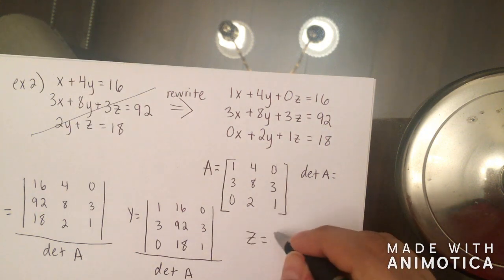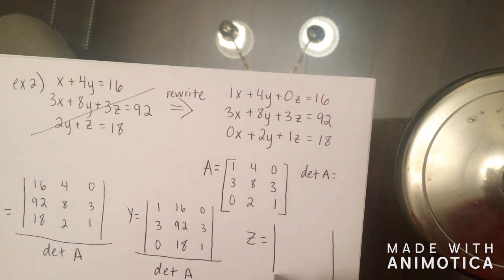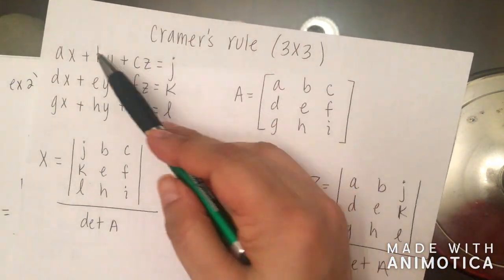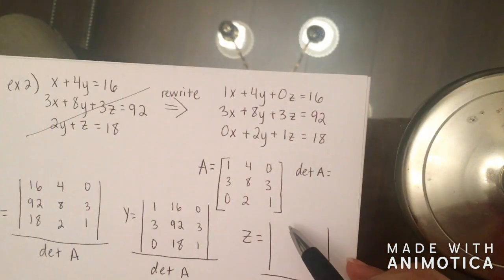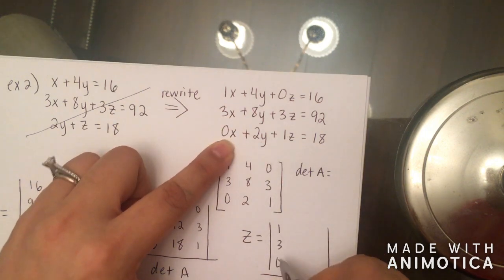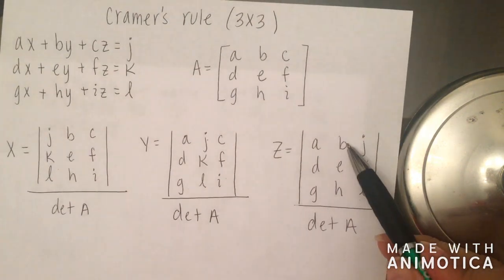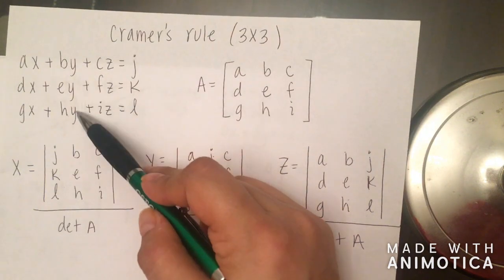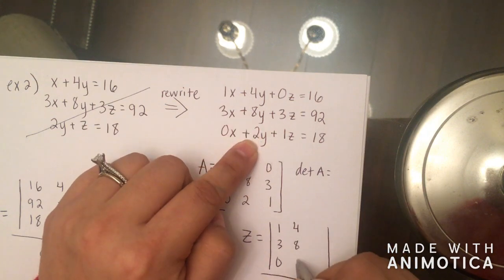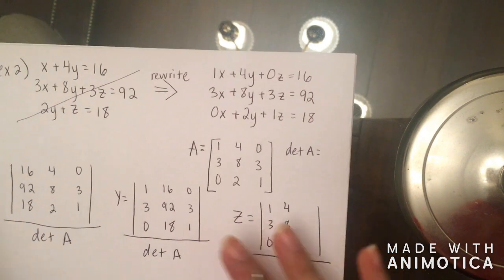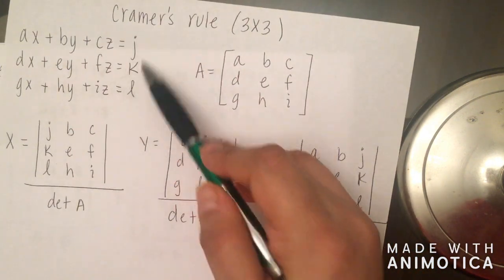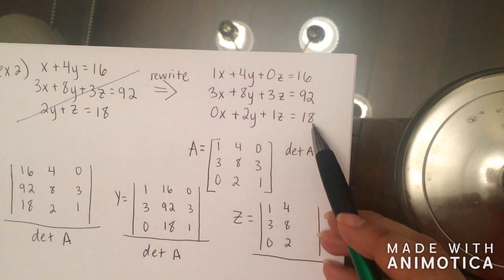And finally, to get z, okay, that is ADG. ADG are the coefficients of the x's. So that's 1, 3, 0. And then BEH, I'm just following them. They're the coefficients of the y's. So 4, 8, 2. And then JKL are the constants on the right hand side of the equals. So that's 16, 92, and 18.